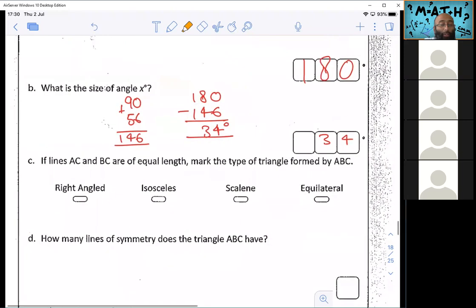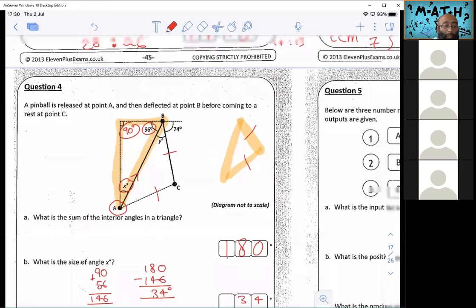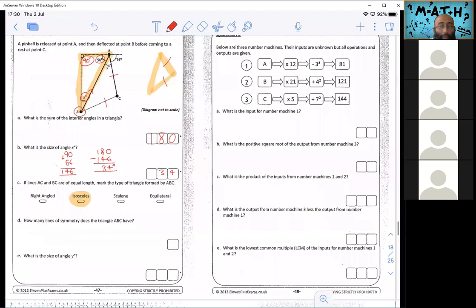Right. Okay. So which type of triangle is it? Is it right angle, isosceles, scalene, or equilateral? Scaling. Okay. If you have a triangle and it has 2 sides the same length, that makes an isosceles triangle. That's what isosceles means. Yeah? Okay.